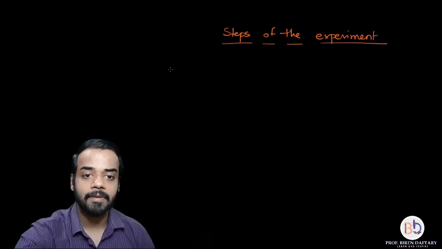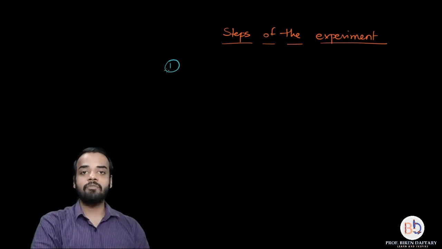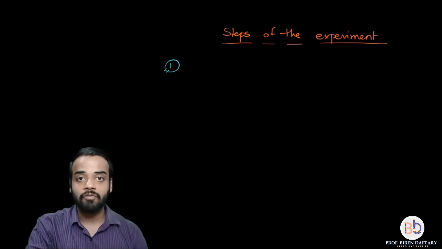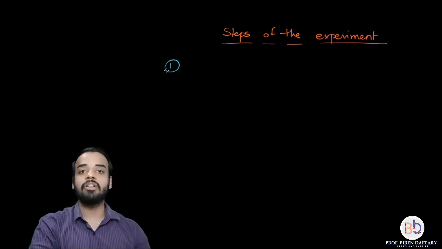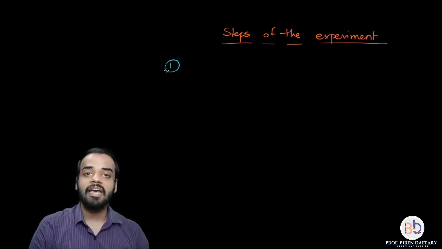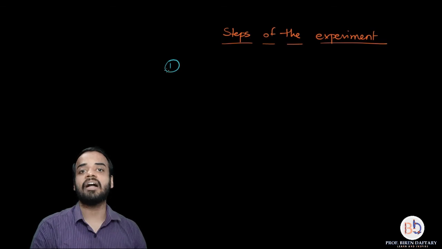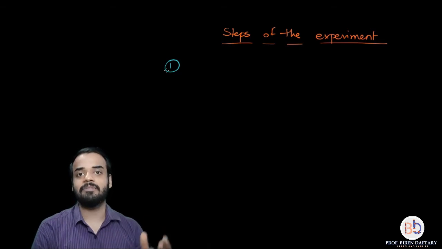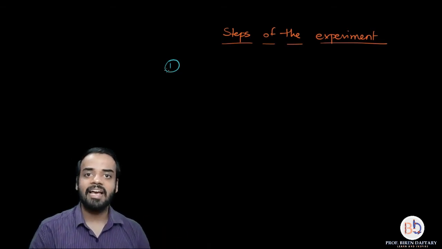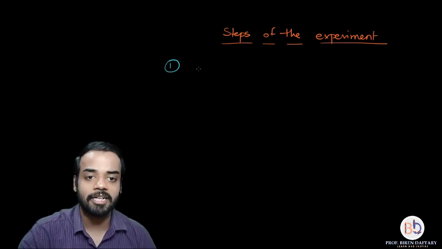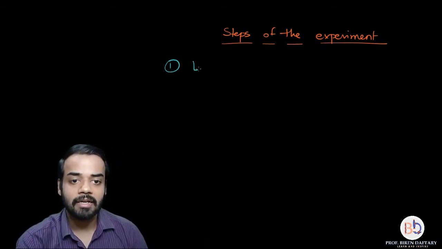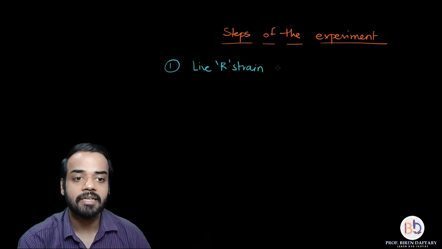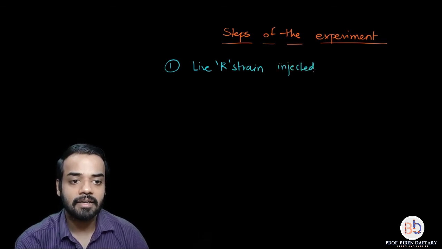The first step is, he first of all took the R strain. It was obviously a live R strain, that means all the R strain Streptococcus pneumoniae were alive, and he injected that R strain into a few mice. The number is not specified, just imagine them to be 5 or 6 or 7, and in all these mice he injected the R strain. So let me write it down. Step number 1, live R strain of Streptococcus pneumoniae injected in mice.